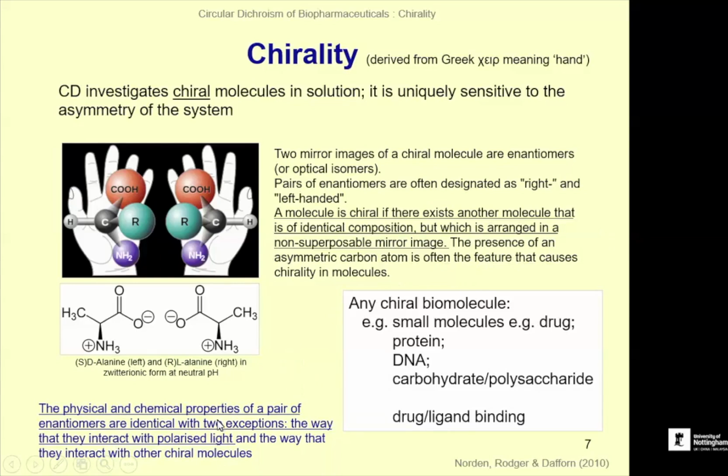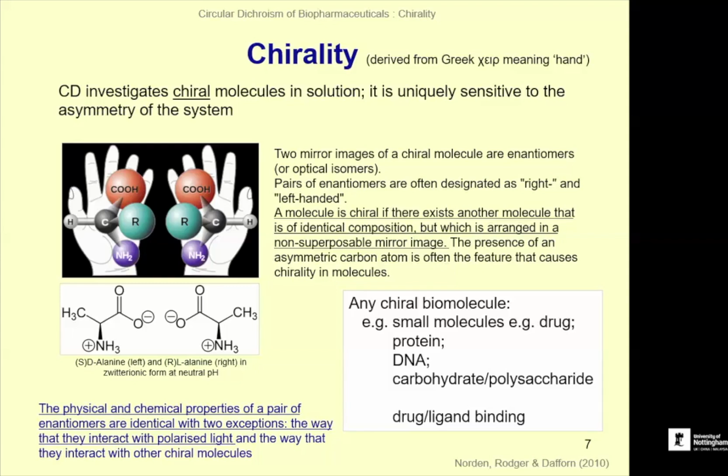So the physical and chemical properties of a pair of enantiomers are identical, with two exceptions. The way they interact with polarized light, isomers differ in that property, and the way they interact with other chiral molecules. So this is why CD works.